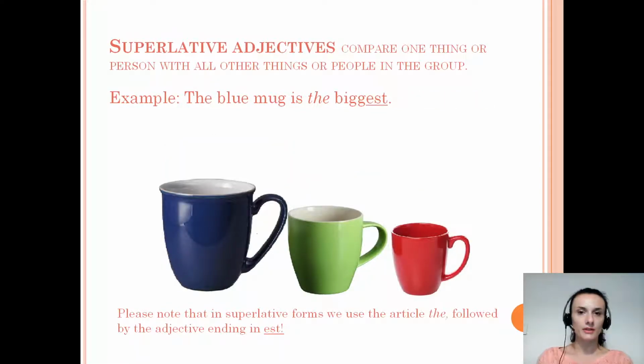Superlative adjectives compare one thing or person with all other things or people in the group. For example, the blue mug is the biggest. Please note that in superlative forms, we use the article the followed by the adjective ending in est.